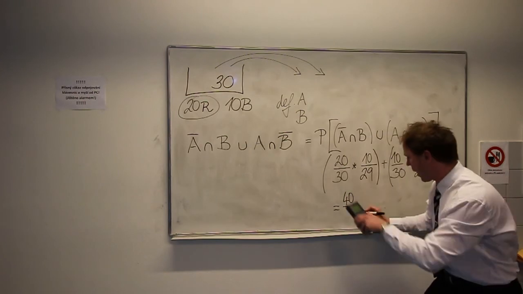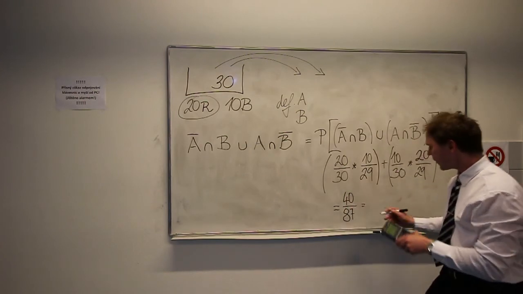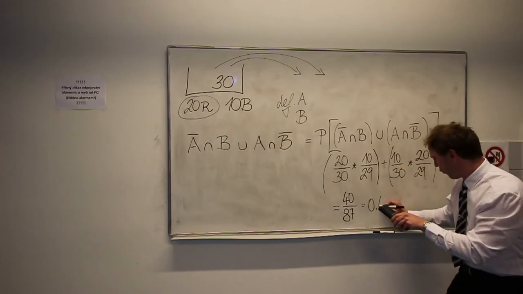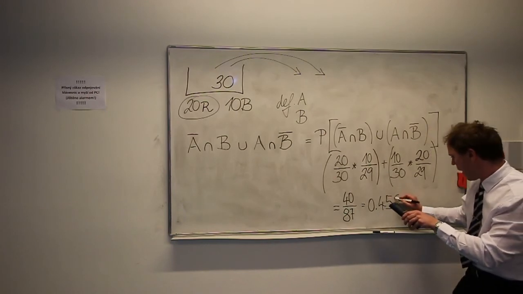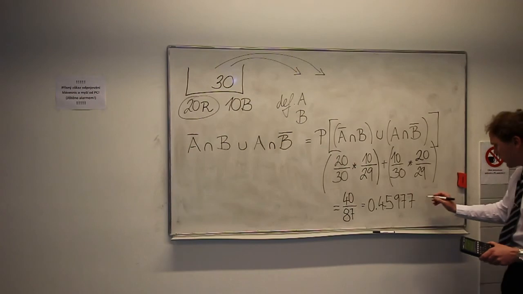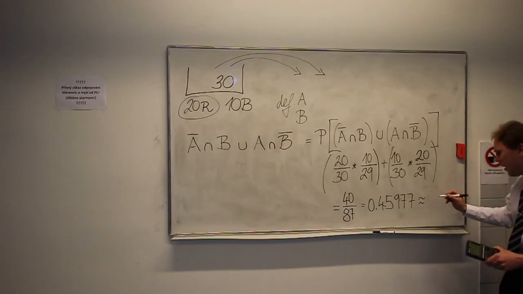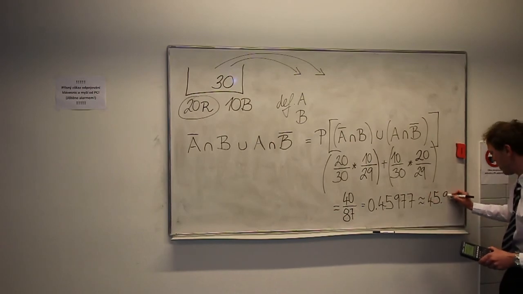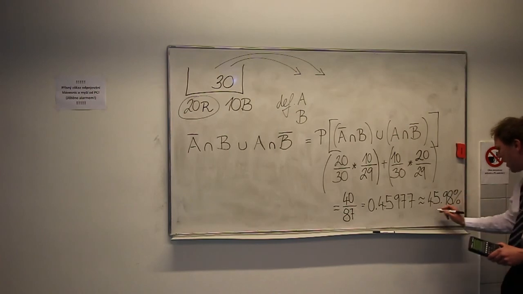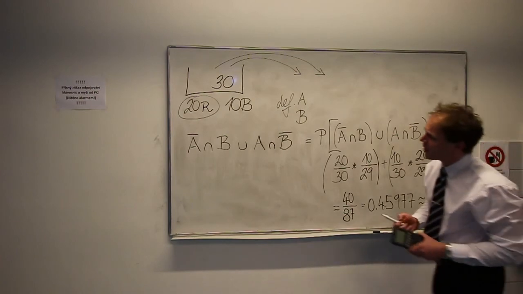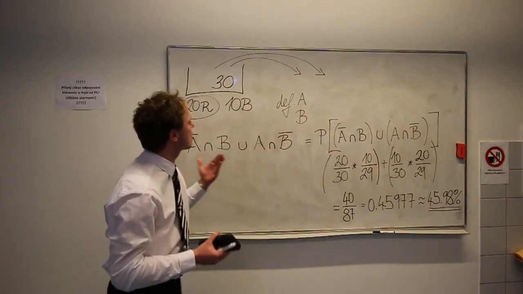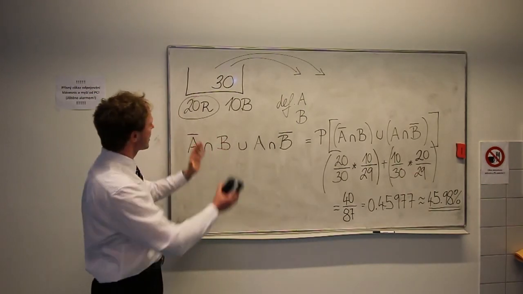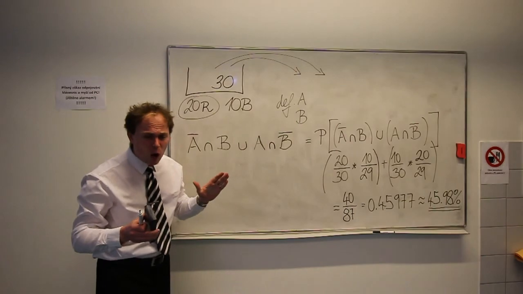40 divided by 87. This can be calculated as a relative number, 0.45977, which can be interpreted in percent as 45.98%. So this is the probability that you will select two cards without return, and one card will be red and the other one will be blue. So this was the selection without returning.